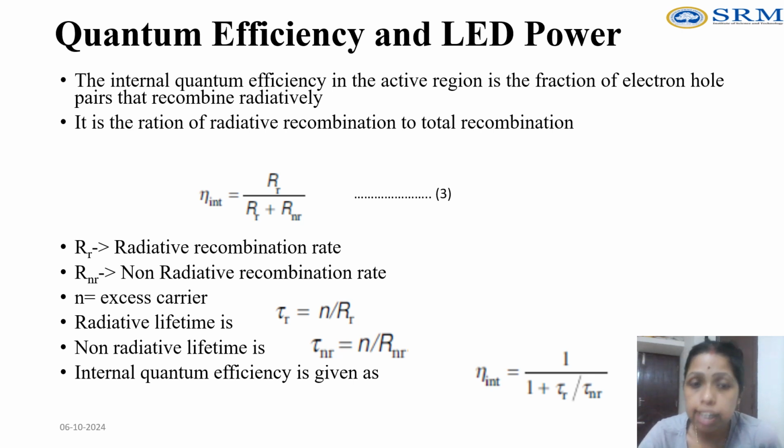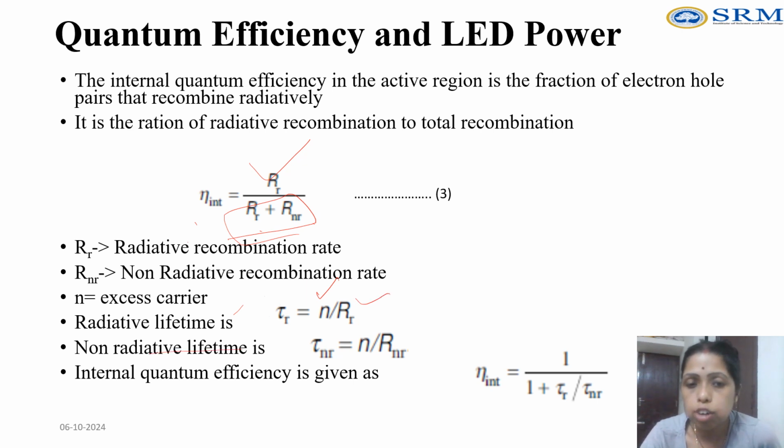Normally the internal quantum efficiency that I told is totally related to the radiative and non-radiative recombination. So it is the radiative recombination divided by total recombination. RR is the radiative recombination and RNR is the non-radiative recombination. N is the number of excess carriers produced due to the injection. The radiative recombination lifetime is equal to the number of injected electrons divided by the radiative recombination rate.